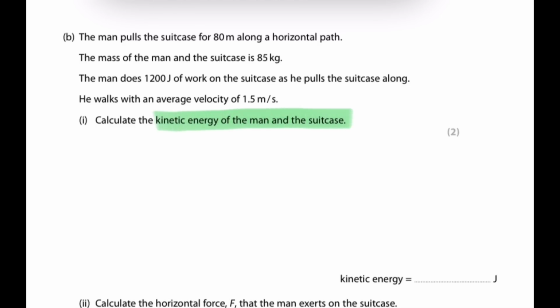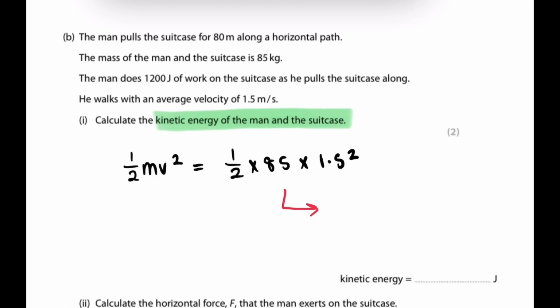Now, kinetic energy is actually featured in paper 1 more than it is in this. However, you are still required to know that, and it is very good that you were given the whole equation so you can just see it. So you want to do half mv squared, and you are just going to input all of these. Half times 85 times 1.5 squared, which is going to give you an answer of 96 joules.